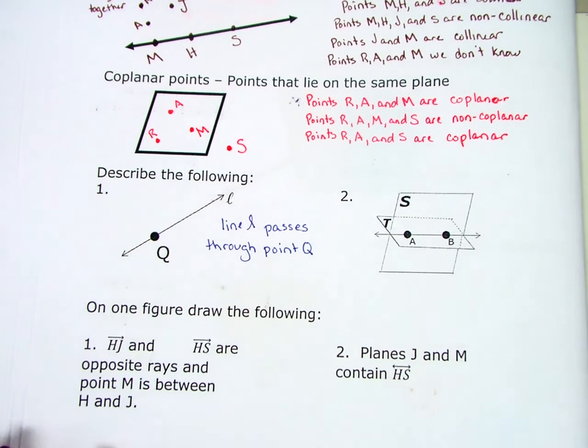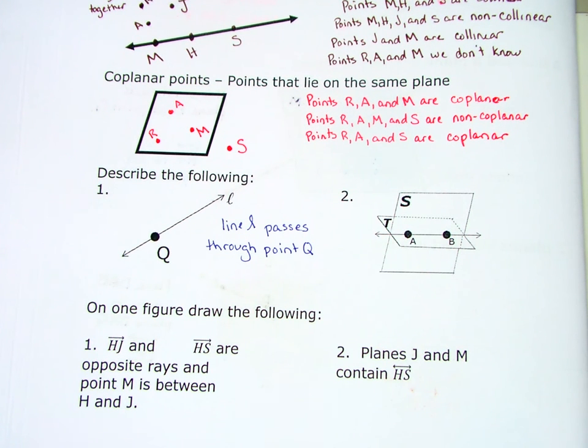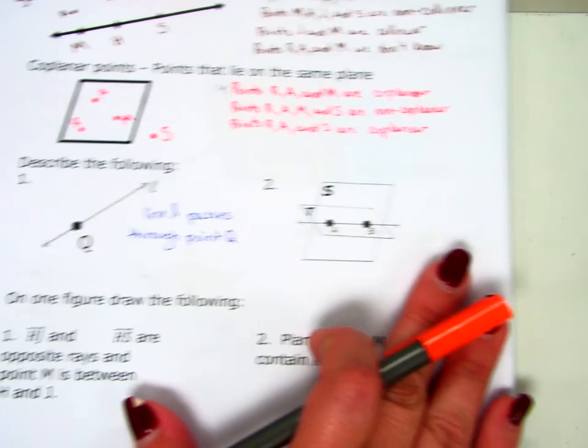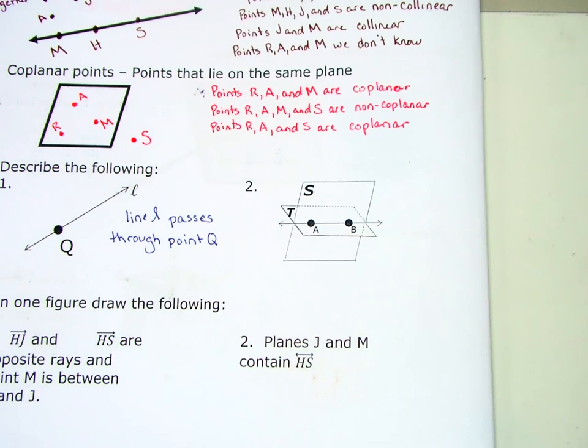Is that the only way we could have said it? No. How else could we have said it? Point Q intersects line L. I mean line L intersects point Q, right? What about point Q is on line L? Would that work? Yeah, so again, more than one way to say it. All right, what about number 2? How could we say number 2?